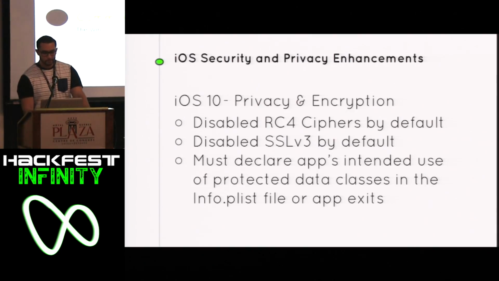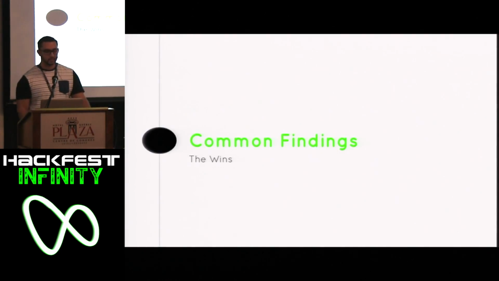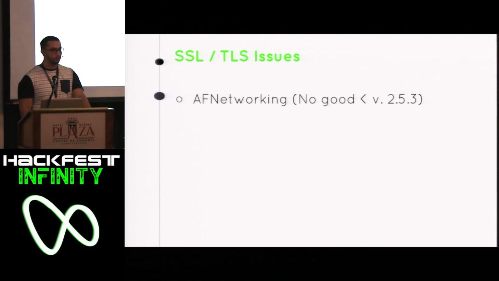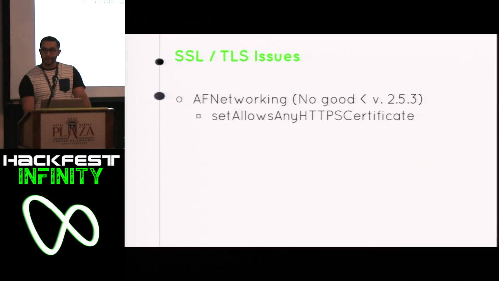Okay. So we'll just jump right into the common findings because this is where the meat is. It starts with SSL and TLS issues. Specific libraries and frameworks that are used, which is AFNetworking, version 2.5 and 2.5.3 and below, not good. There's a lot of issues. They allow any SSL certificate by default. They're insecure defaults is what it is.